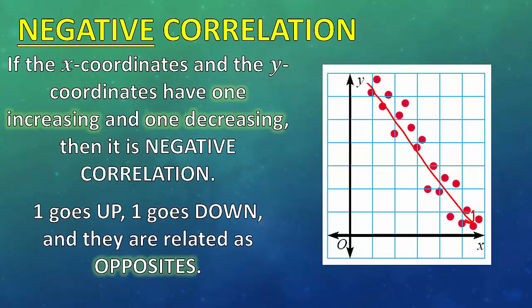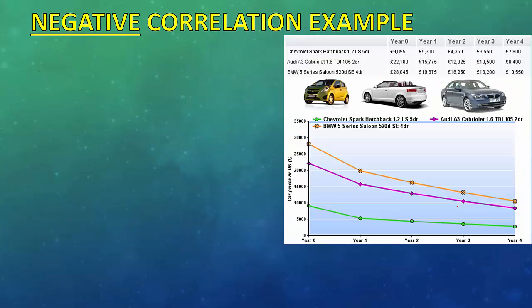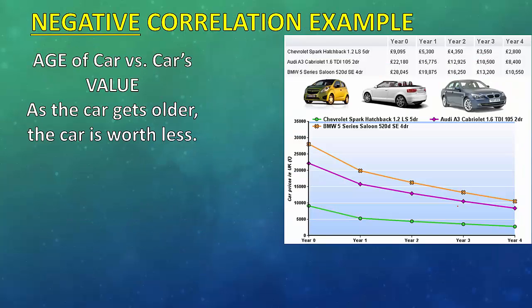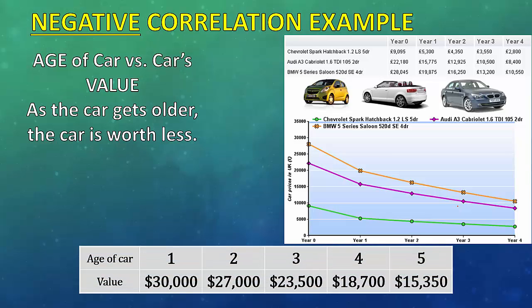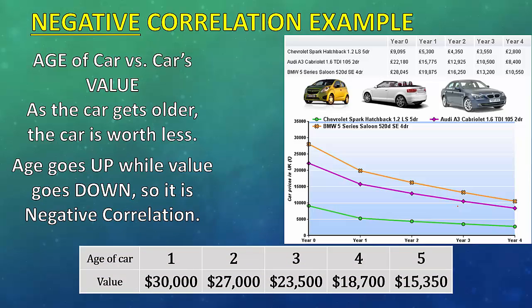They're related as opposites. Okay, an example of negative correlation is, for example, when you buy a car, the minute you drive it off the lot, it starts to decrease in value, and it continues to do that over the course of the vehicle's life, as we can see by the table below. All right, so age goes up while value goes down, negative correlation.